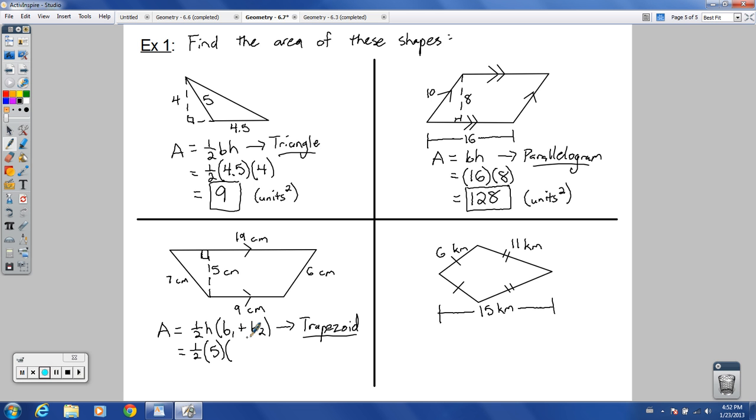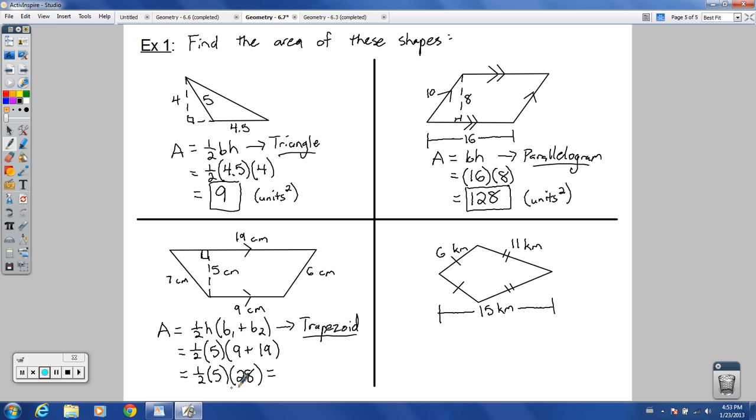And then your B1 plus B2, you could say this is B1 or this is B1. It doesn't really matter what order you add them in. I'll go with 9 plus 19. Let's add these together first. PEMDAS, please excuse my dear Aunt Sally, we would do parentheses before we would multiply stuff. So we would have 1/2 times 5 times, this would be 28.